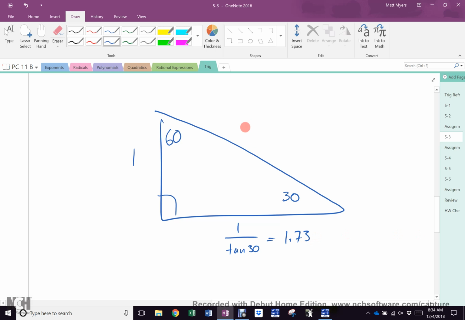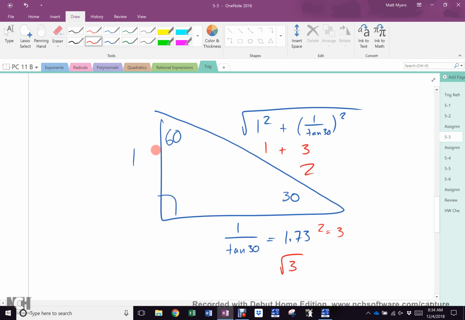Which made this side the square root of 1 squared plus 1 over tan 30 squared, which was 1 plus that happened to be 3. If that squared is 3 and that squared is 1.73 blah, blah, blah, that means this squared must be 3, which means 1.73 must be the square root of 3. 1 plus 3 is 4. The square root of 4 is 2. 1, 2, root 3. Cool?